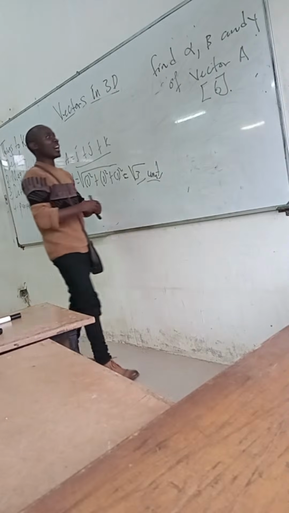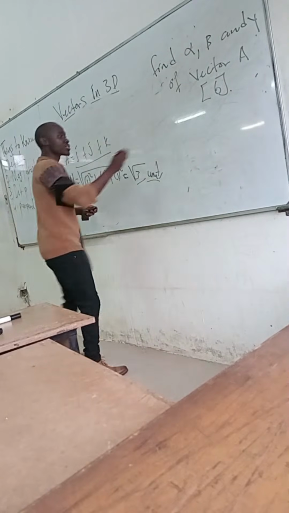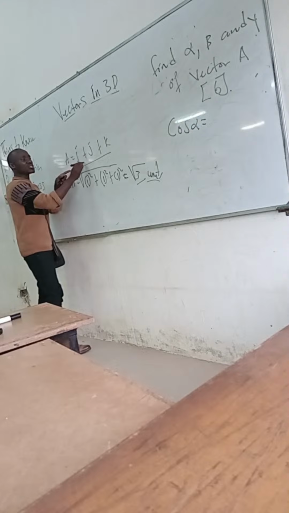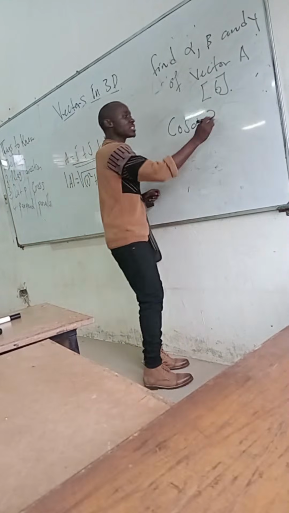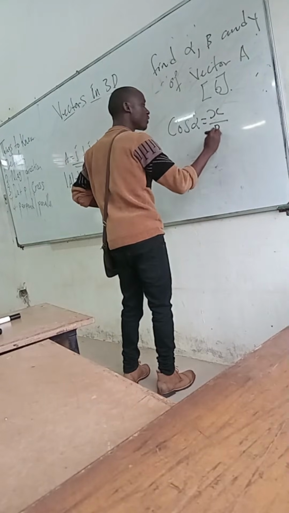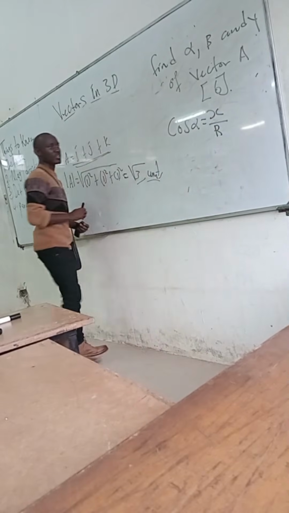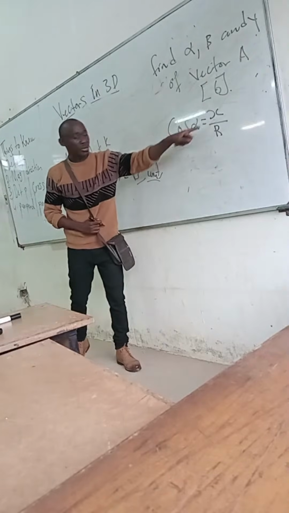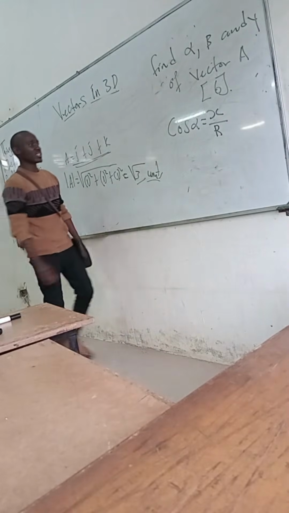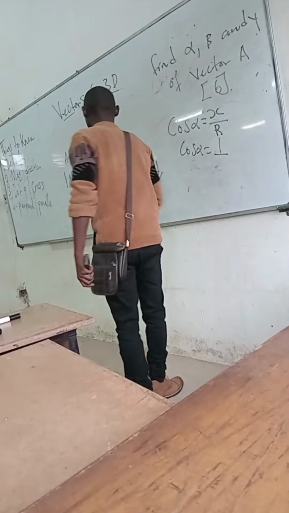How do you find alpha? What should you use? I'm going to say cos alpha. Now, how do you find cos alpha? You get the x component of this vector divided by the magnitude of this vector, in this case the square root of 3, the magnitude of A. Now, what is the x component of this vector A? 1. Easy, guys, easy. That means cos alpha equals 1 over the square root of 3.